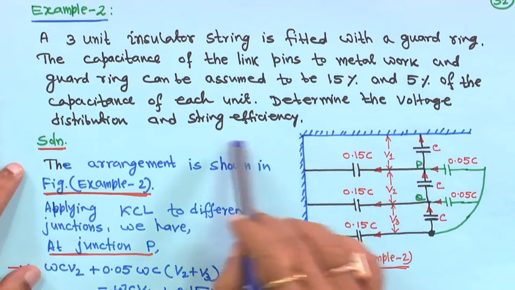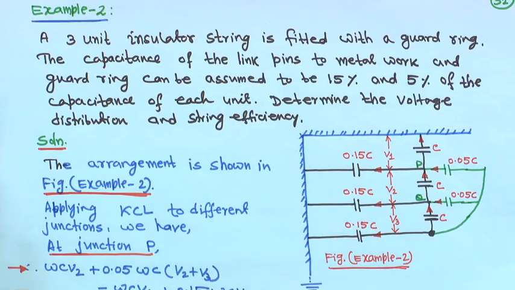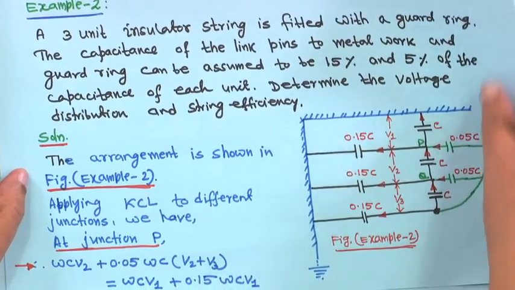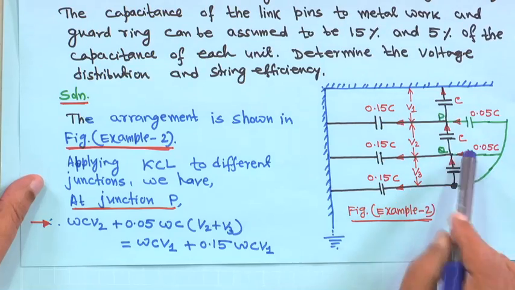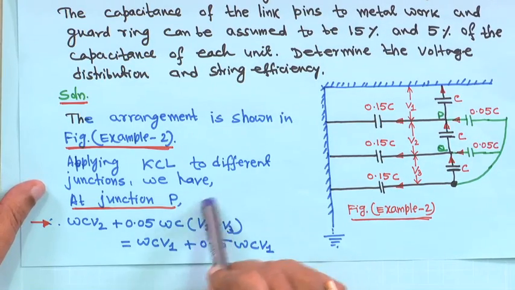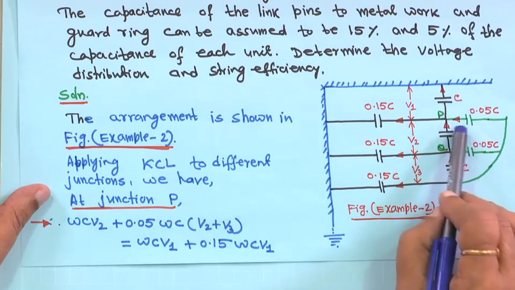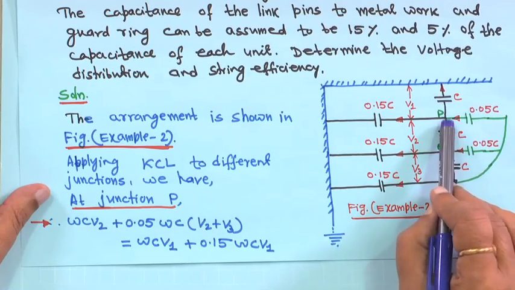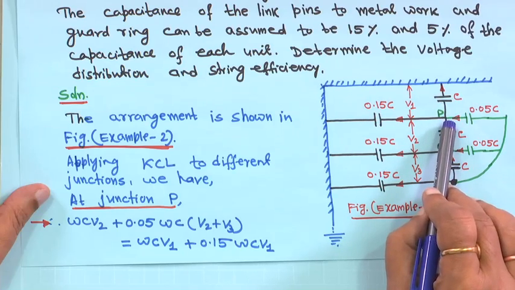You have to find out the voltage distribution and string efficiency. In this example, rather than a mathematical derivation, we have directly taken the example. This arrangement is shown in figure example 2. So, applying KCL to different junctions, we start at junction P, where you apply KCL.